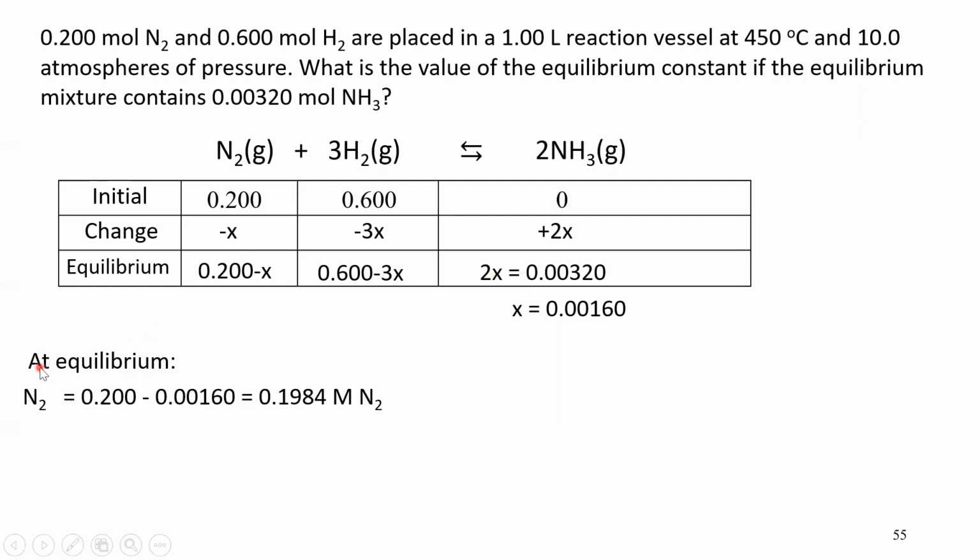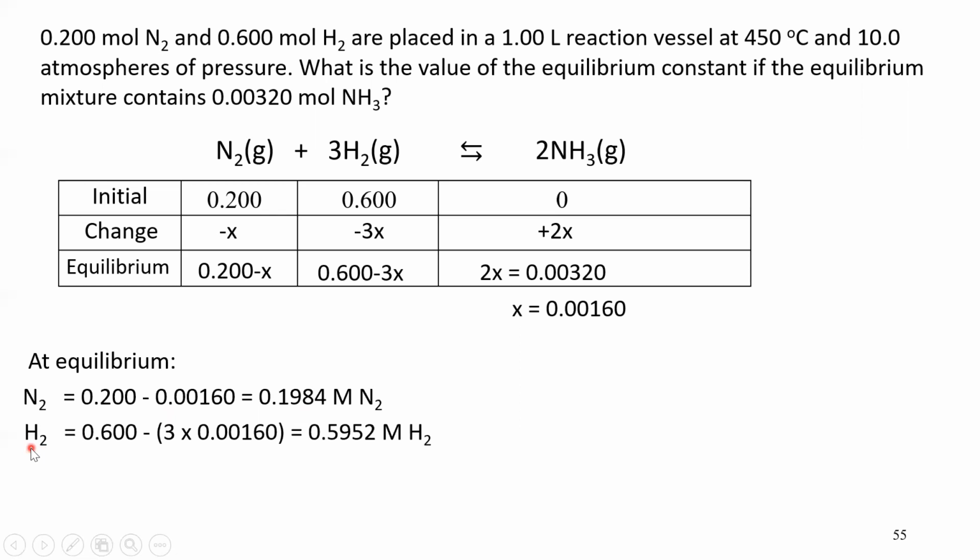So at equilibrium, nitrogen will be 0.200, that's how much we started with, minus 0.00160, which is how much had to react to make our ammonia. So at equilibrium, we have 0.1984 moles per liter of nitrogen. We're going to carry an extra significant digit along.